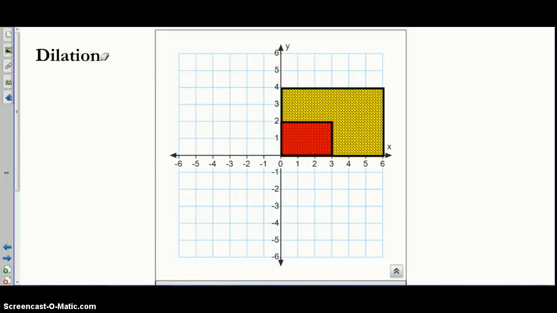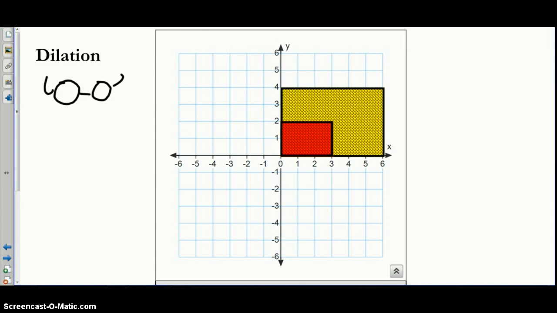Hello class, today we are going to be learning about the fourth type of transformation known as the dilation. The way that I remember the word dilation is I think about when I go to the eye doctor and the doctor needs to look into my eye. She or he puts drops into my eye and the pupil gets really big. Well, that is a dilation.